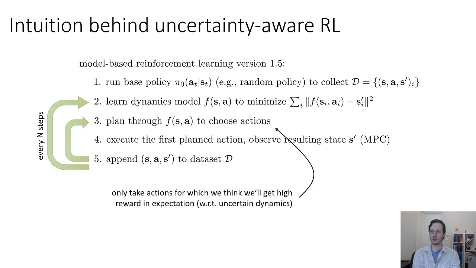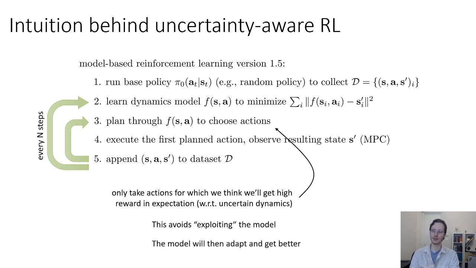Okay, so the only real change we're going to make is in step 3. We'll only take actions for which we think we'll get high reward in expectation under our uncertain dynamics. And this is going to avoid that exploitation problem, which is going to result in our algorithm doing much more sensible things, particularly in those early stages in training when model uncertainty is very high. And then the model will adapt and get better, and hopefully it'll become more confident in those regions where we're seeing high rewards.